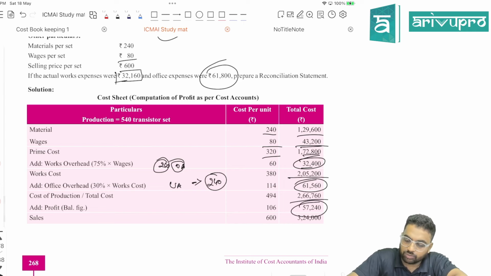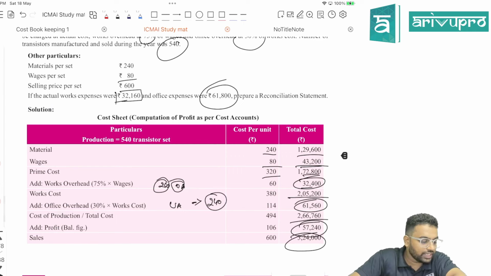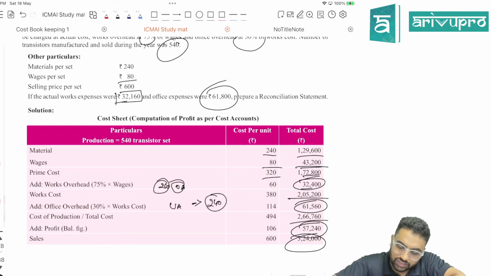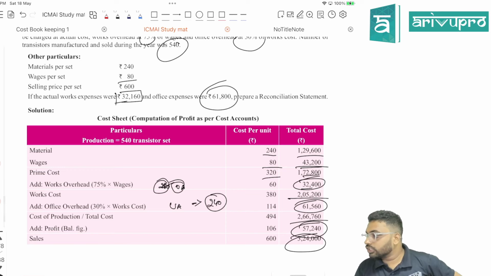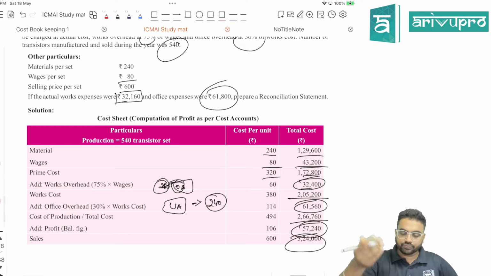So we get profit as per costing books. Now only two items I have to adjust, sir. Only two items. What are those, sir? Here also it is 240 only. 240, 240. One is under absorption, one is over absorption.